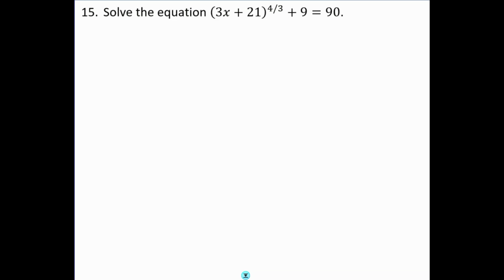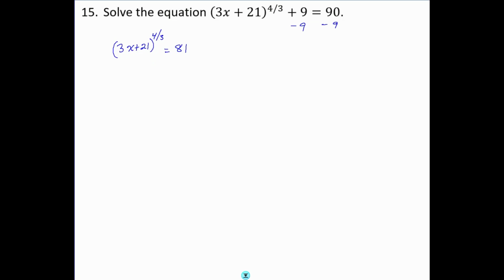All right, here to question 15. We need to solve this equation again. So let's see what happens. Let's see how we do on this one. Because this one has an exponent of 4/3, and we'll talk about how we need to get rid of that, what the inverse is going to be in a moment. First, let's isolate it. Let's subtract 9 on both sides. And we're going to get 3x plus 21 to the 4/3 equal to 90 minus 9 is 81.